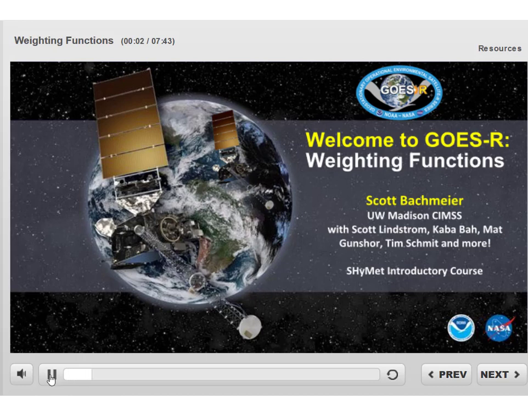This is the SHIMET course on the Advanced Baseline Imager, the ABI, one of two instruments on GOES-R that measures the Earth's atmosphere. This course has been created with funding from the GOES-R program, and it will help you understand imagery from the ABI. Contributors to this training are listed on this slide. This module, developed by Scott Bachmeier, focuses on weighting functions for the water vapor channels. I'm Scott Lindstrom.